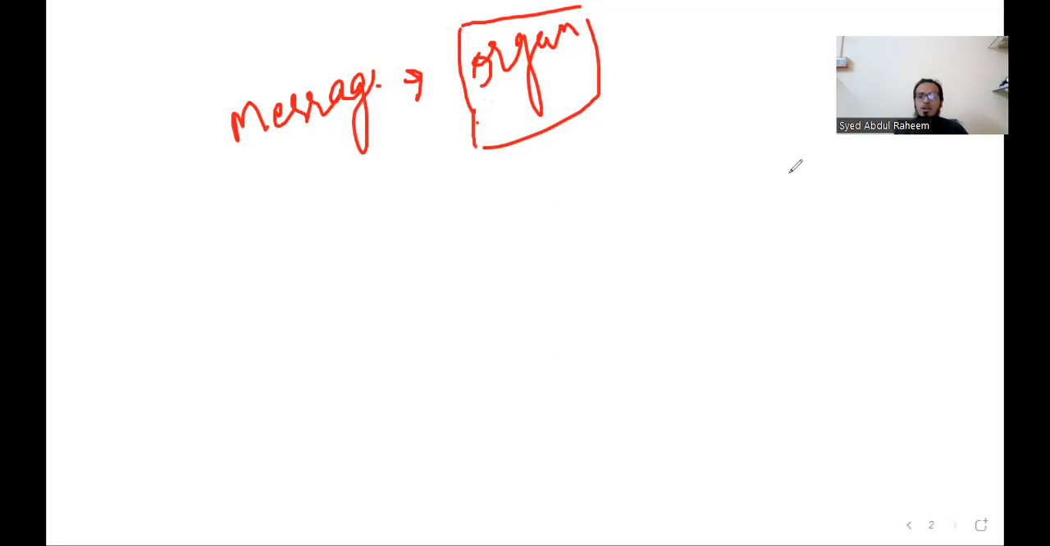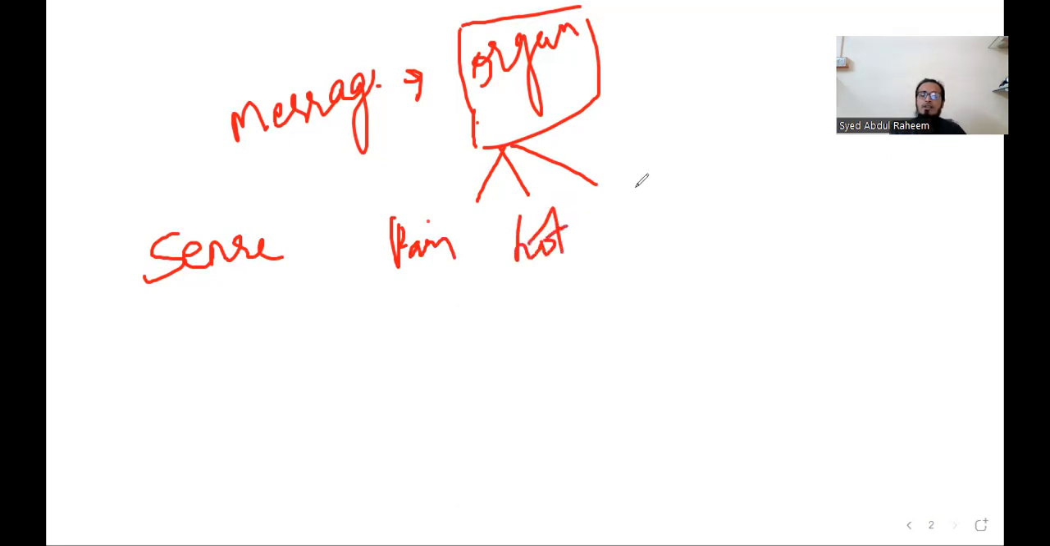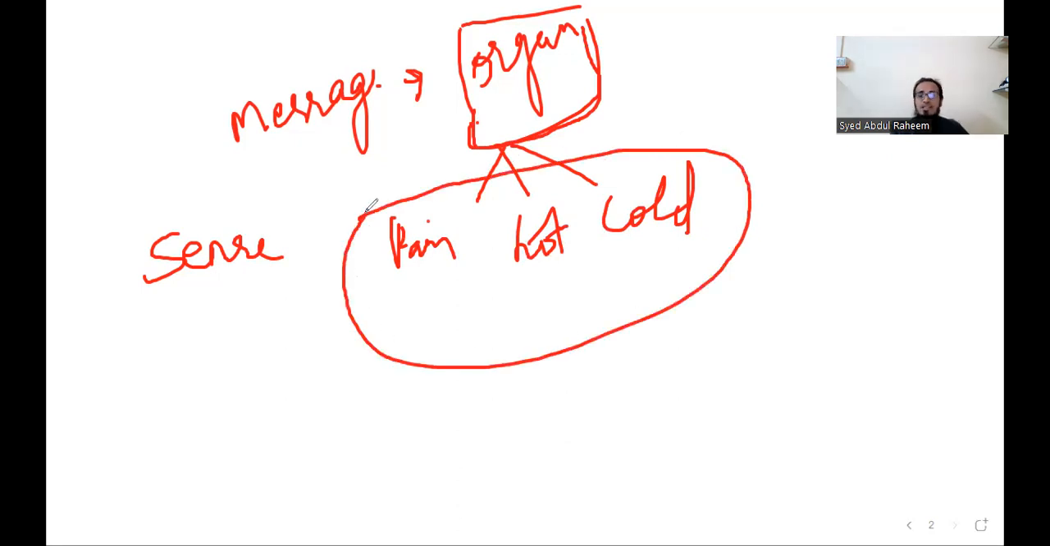We know that we have five types of senses, like seeing, touching, and hearing. Among these, one is very important, that is sense. It may be pain, hotness, or coldness. This output comes from the organ in the form of a message, telling that I have a disturbance in the supply of these three things: it may be nerves, blood vessels, or lymphatic vessels.